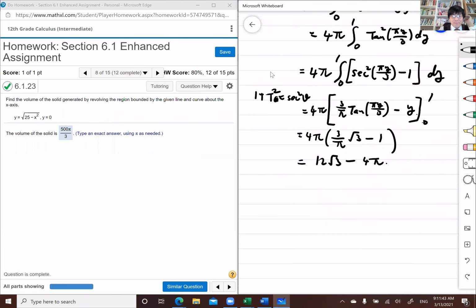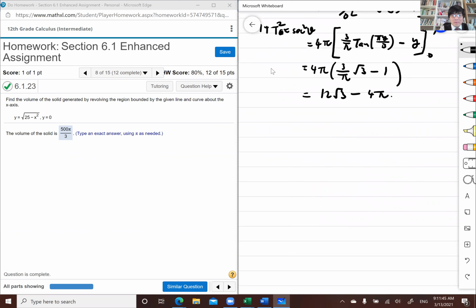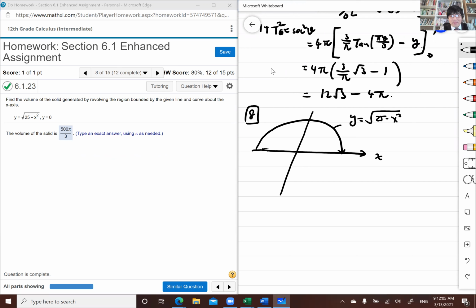Okay, number 8. Find the volume of the solid generated by revolving the region bounded by the given line and the curve about the x-axis. So now this is the x-axis again. You actually have a semicircle, y is equal to square root of 25 minus x squared, where the center is the origin and the radius is 5.